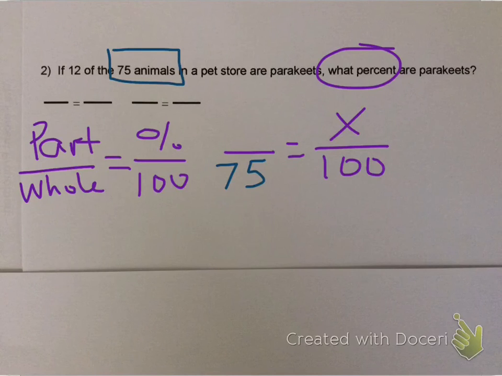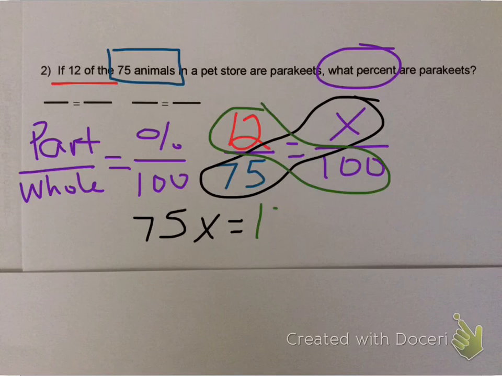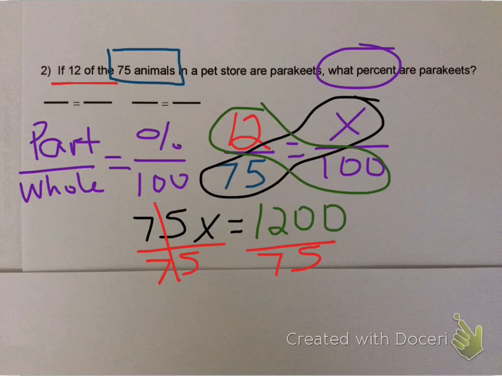So we have 12 of the 75 animals. 12 would be my part. 12 of the 75 animals in the pet store are parakeets. What percent are parakeets? That's your proportion. 12 over 75 equals x over 100. Okay, let's use the cross product property. We have 75 times x is 75x. And then we have 12 times 100 would give me 1200. We're going to divide by 75 on both sides, solving that one-step equation. 75s cancel out, and I'm left with x equals 1200 divided by 75 is 16, and that is a percent.